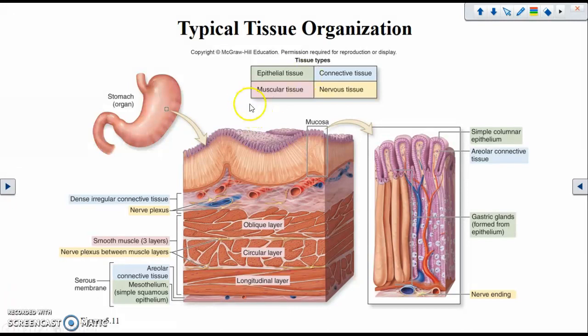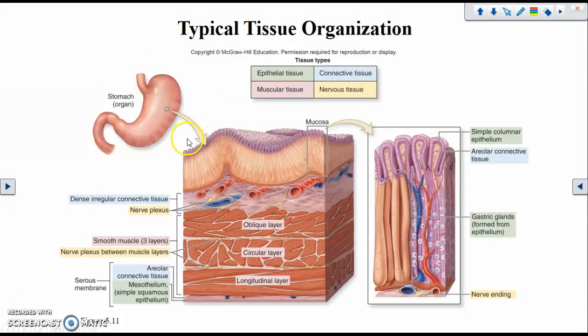Okay, this is a typical tissue organization. So this is the lumen. In this case, if you want to think about it, this is where food is actually churning right now, and this is outside the actual stomach. So you're looking right now, this layer here is what you're seeing. This layer is the innermost layer where the food is being churned around the stomach.